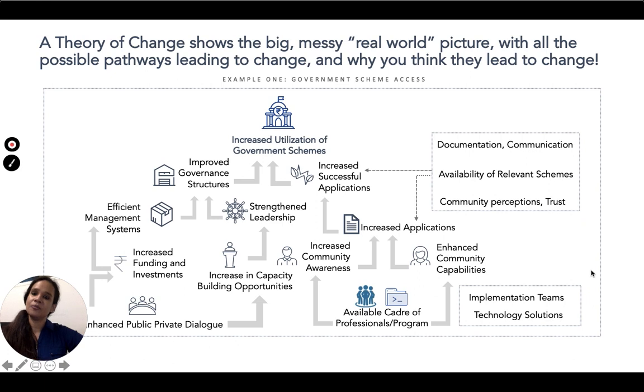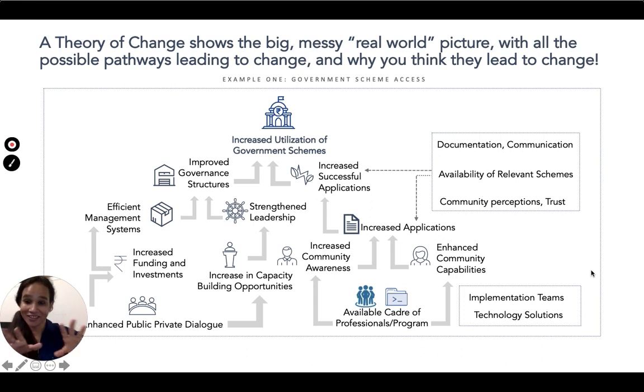So if we look at the improved governance structures, you need management systems. The leadership needs to be more informed, more accountable. Before that, they would need increased funding and investments. The leadership or government officials themselves would need to have capacity building as to what kind of challenges they face to ensure these schemes reach the last mile, and maybe that could be done through enhanced public-private dialogue.